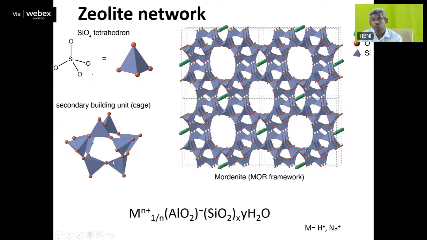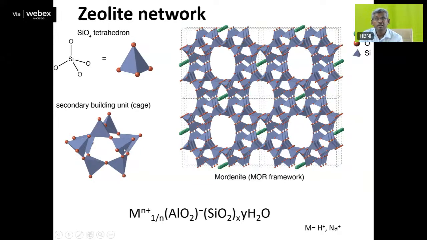So I have been telling so much about the bridging oxygen atom. This is a bridging oxygen atom. This is another bridging oxygen atom, and so on. But in pure silica, this is a network. In aluminosilicate, what happens? We have aluminium tetrahedra also, in addition to silicon tetrahedra.